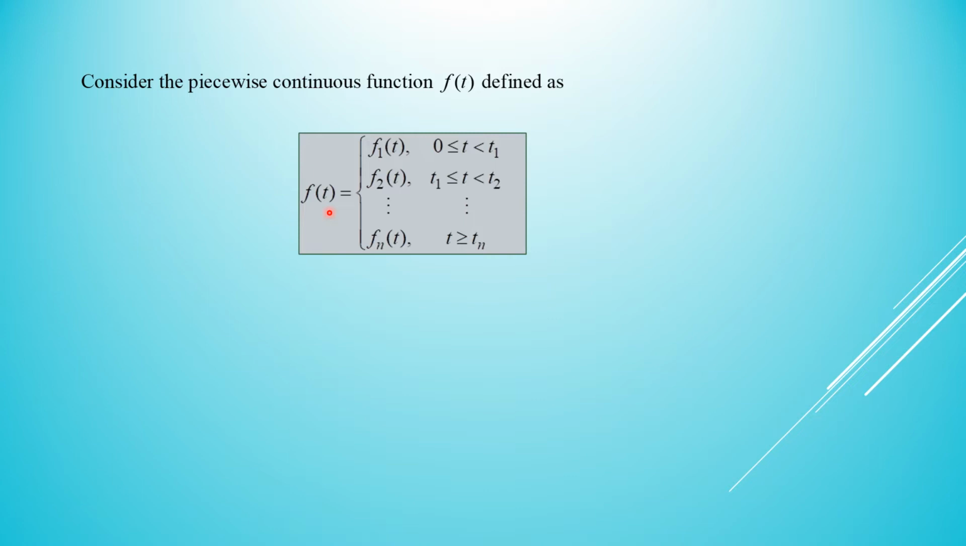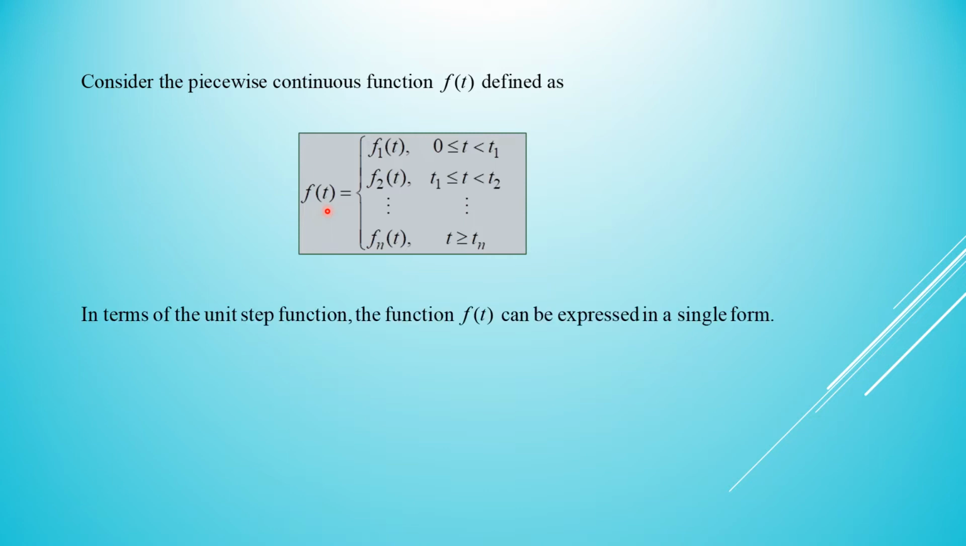Now let us learn how to write f of t in a single form, or in other words, in compact form. We are going to learn how to write f of t in a single line, and how is it going to be done? We are going to use the unit step function. In terms of the unit step function, the function f of t can be expressed in a single form, and the formula is as follows.